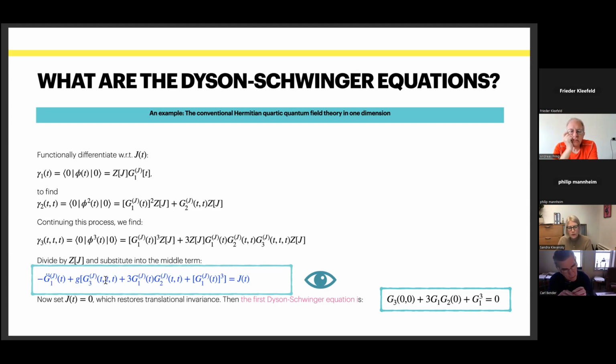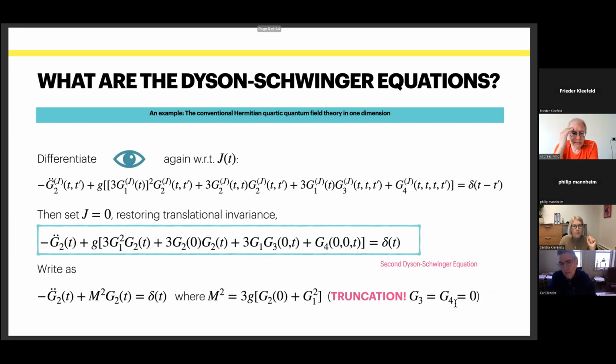And this essentially will give us the first Dyson-Schwinger equation. Okay, so we have translational invariance if we set j to 0, and so we have an equation which looks like this thing that is here on the right-hand side. Now this thing looks like a problem anyway.